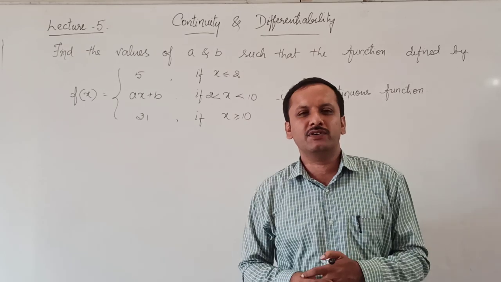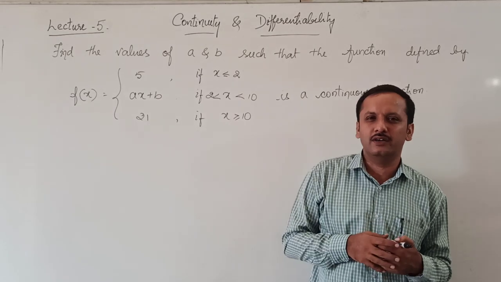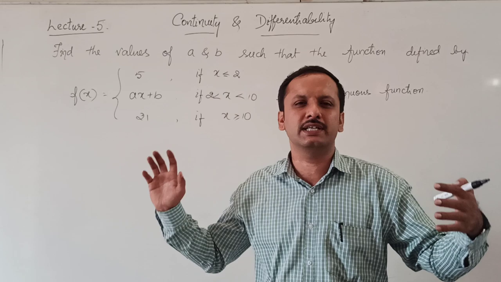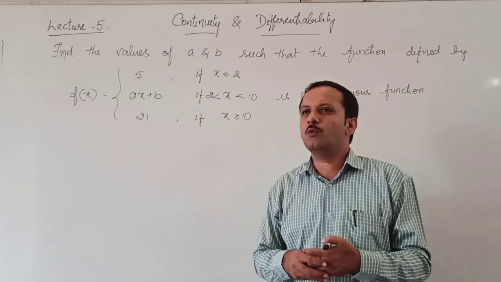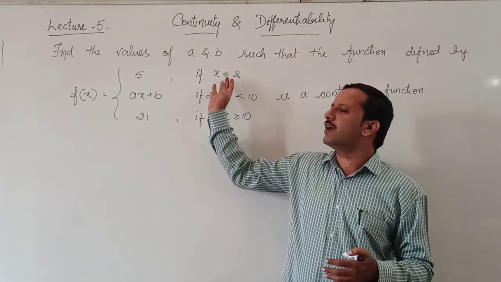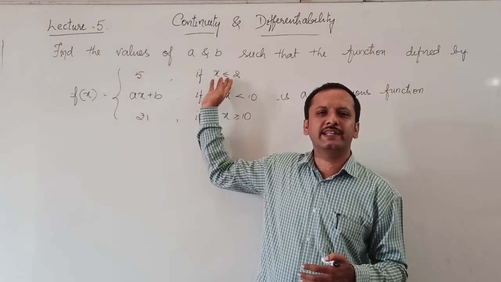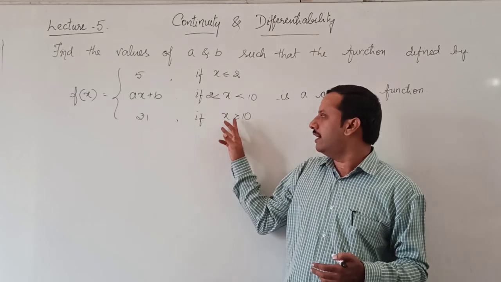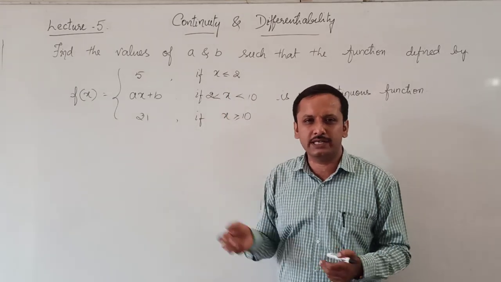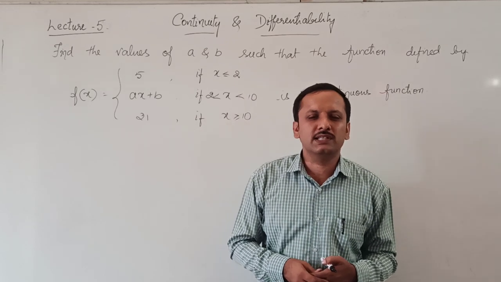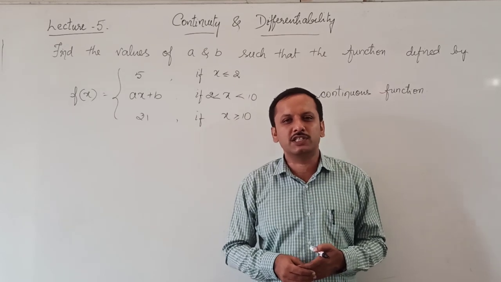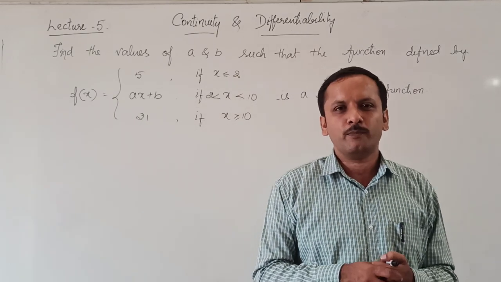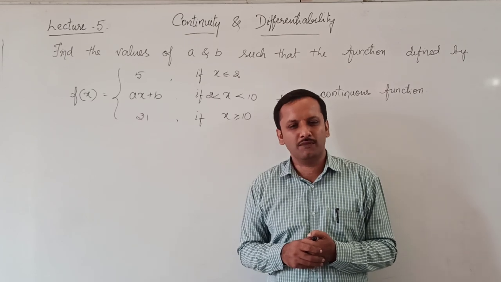So for that, first let us see what is the domain of this function. Domain is the set of all possible values of x so that the function f of x is well defined. So where is this function defined? It is defined for all values of x less than or equal to 2, and between 2 and 10 also it is defined, and when x is greater than or equal to 10 also it is defined, which means the domain is the set of all real numbers. This function is defined from minus infinity to plus infinity. It is defined for all real values of x.